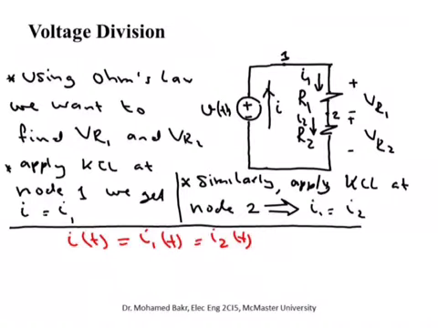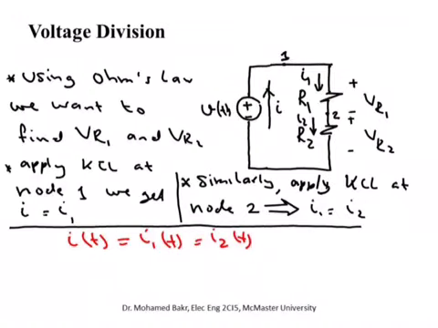Okay, so if we have a circuit that consists of a single loop, it's very important that it's only one loop. So you have something like this. You have a voltage source V of T. You have two resistances, R1 and R2. R1 will have a voltage VR1 across it. R2 will have a voltage VR2 across it. And according to Kirchhoff's voltage law, V of T must be equal to VR1 plus VR2.